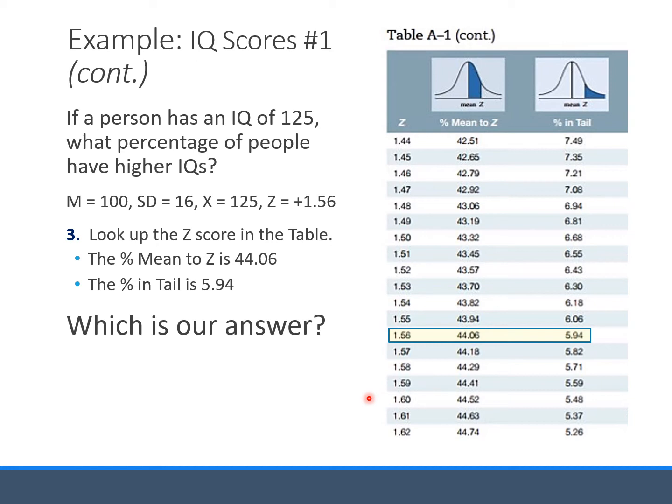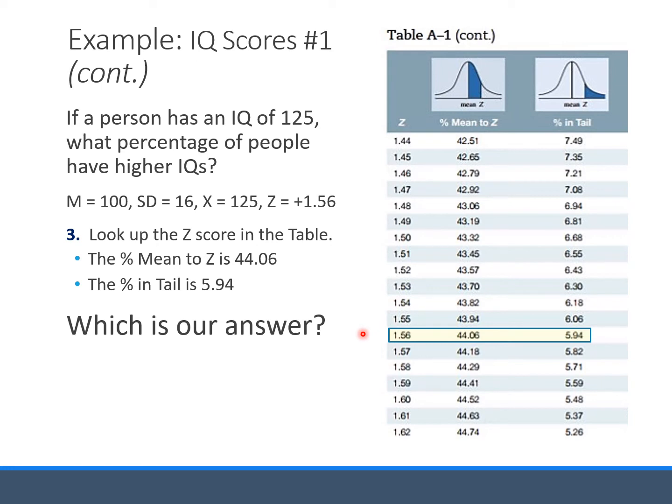But when I did that, I found that they didn't have these nice graphics at the top of the chart, which help you to understand where you're looking, okay? And that makes a difference on which part of the table you're going to find your answer. Okay, so we look up our z-score in the table and we find 1.56. I've highlighted it for you.